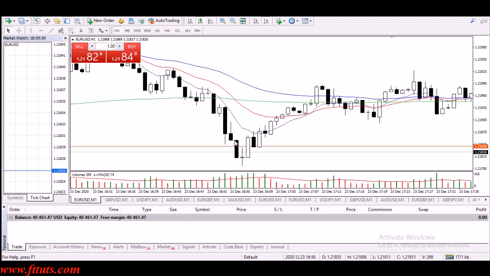But since the market kept on going down, I will be buying here and buying much more here. And when the price closes on EMA 9, I will be making profits by the cost averaging method. Okay, that's it.